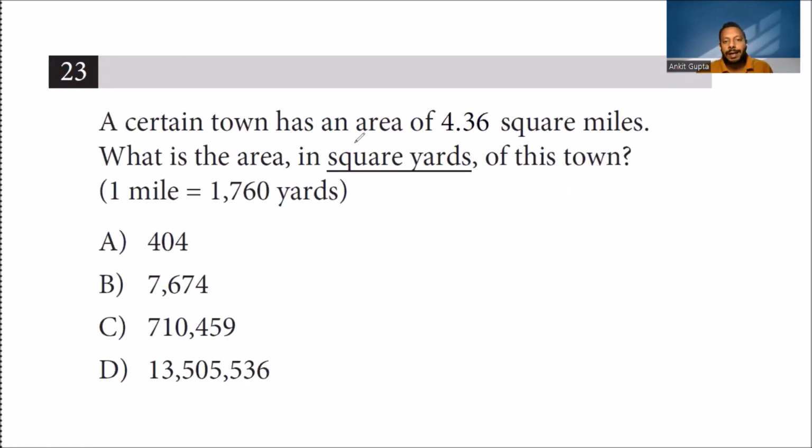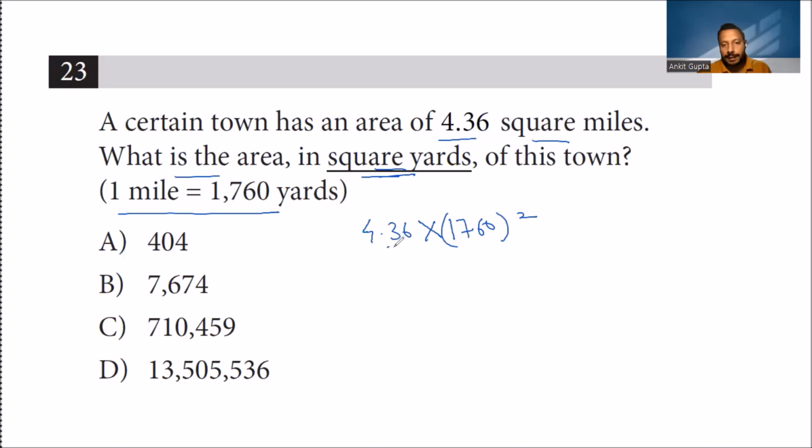A certain town has an area of 4.36 square miles. What is the area in square yards of this town? So the area is given to us as 4.36 square miles, and we need to convert this into square yards. And a conversion unit is given to us, which is 1 mile is equal to 1760 yards. That means we need to multiply this with 1760 whole square, because it is square miles. So it will become square yards.